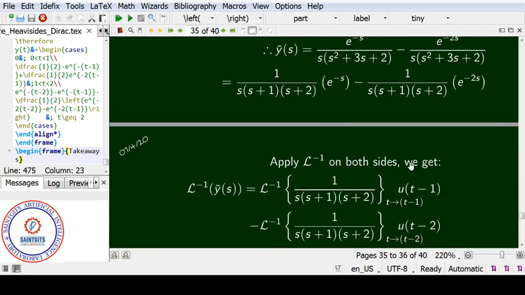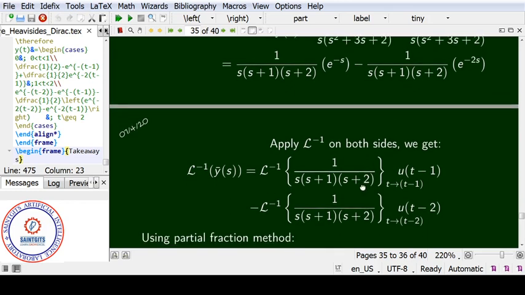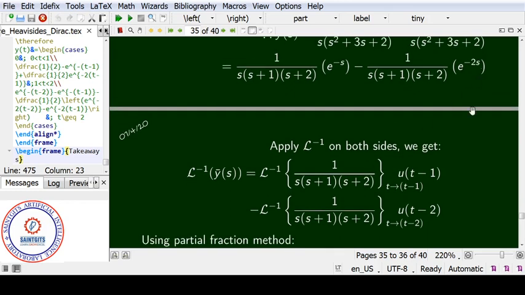Applying L inverse on both sides of this expression, we get L inverse of Y bar of s equal to L inverse of the first factor minus L inverse of the second factor. See here, e^(-s), so when we take L inverse there is u(t-1). Then we take L inverse of this expression and replace t by t-1. That is a notation. Here also we do that. But here it is e^(-2s), so the term is u(t-2), and so we have to replace t by t-2.